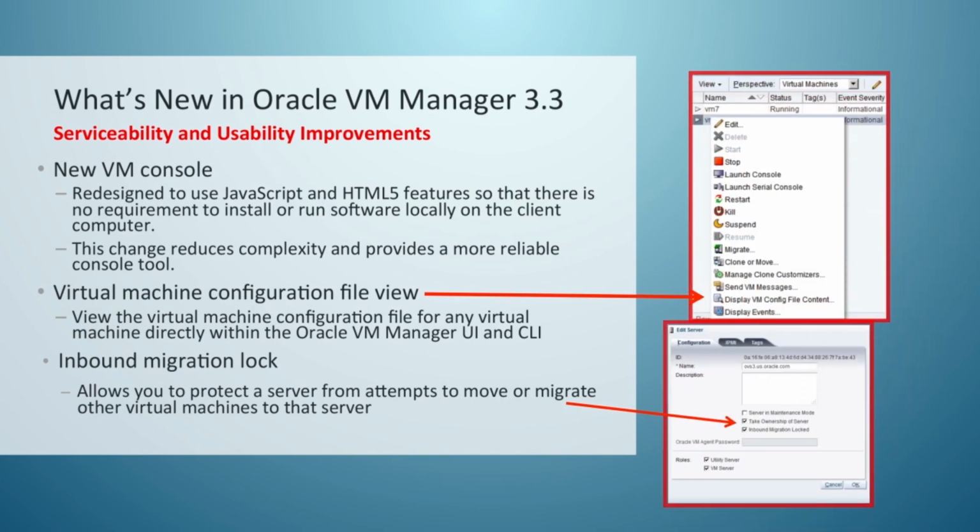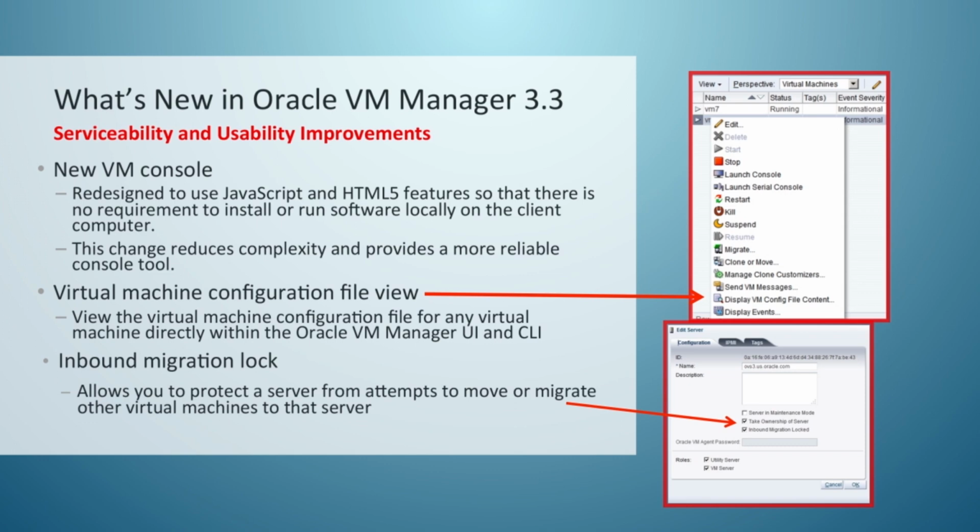There are a number of serviceability and usability improvements. One example is the new VM console. It has been redesigned to use JavaScript and HTML5 features, so there's no requirement to install or run any additional software locally on the client computer. It removes the dependency on the client-side browser, the version of Java, or the OS. This change reduces complexity and provides a more reliable console access tool.